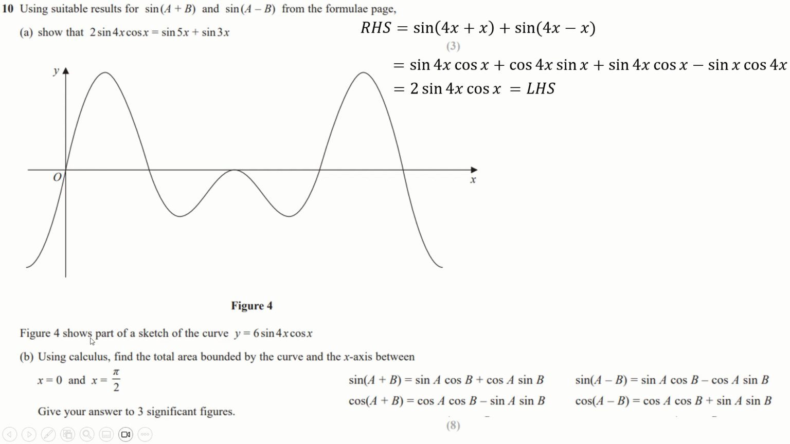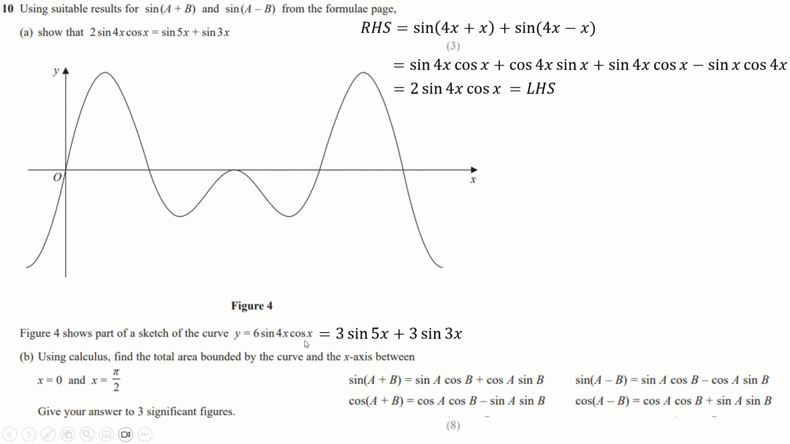Now it wants us to, this is a sketch of the curve y equals 6 sine 4x cos x. Now that's 3 times this. So obviously we're just going to times this by 3 and probably end up using that. Otherwise they wouldn't have bothered to make us do that in the first place. We want to find the total area bounded between here and here. Now notice they haven't given us any indication of where this is, like where pi over 2 is. So we're going to have to figure that out.